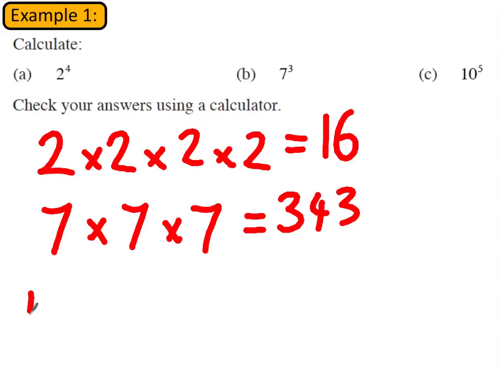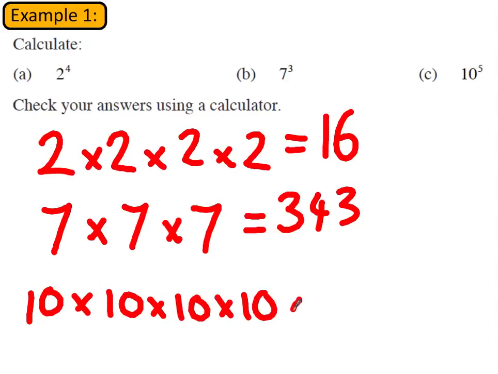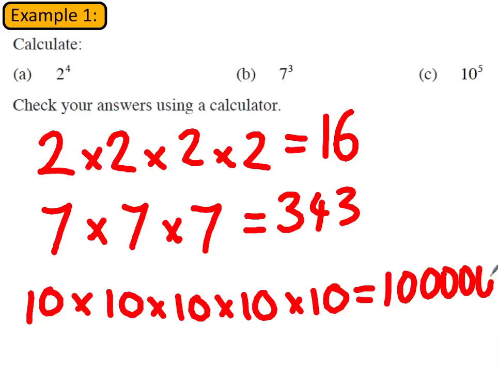The final question is 10 to the power of 5. So 10 to the power of 5 means 10 times 10 times 10 times 10 times 10. 5 times. So 10 times 10 is 100, times another 10 is 1,000, times another 10 is 10,000, times another 10 is 100,000. And so there is our answer. And interestingly, if you notice with powers of 10, that the power, or the index, corresponds to the number of zeros in the answer. That's a very useful little pattern that we will come back to again and again.